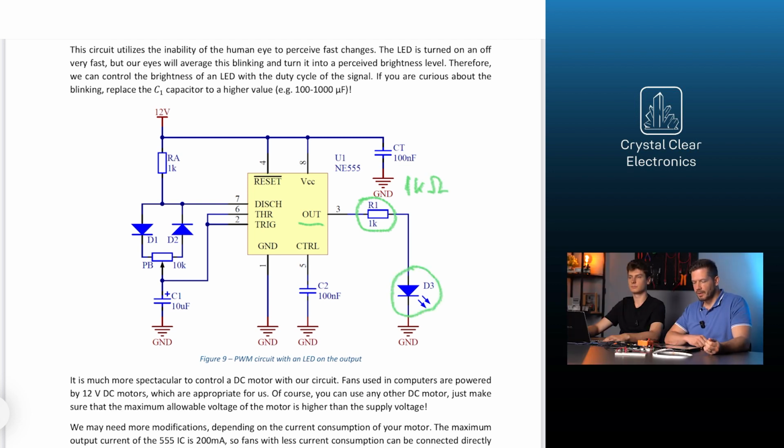From the 12 volt supply voltage, subtract the opening voltage of the LED of around 2.2 volts and divide this by 1 kilo ohm, then you get 9.8 milliamps, which is essentially 10 milliamps, which is perfect for us.